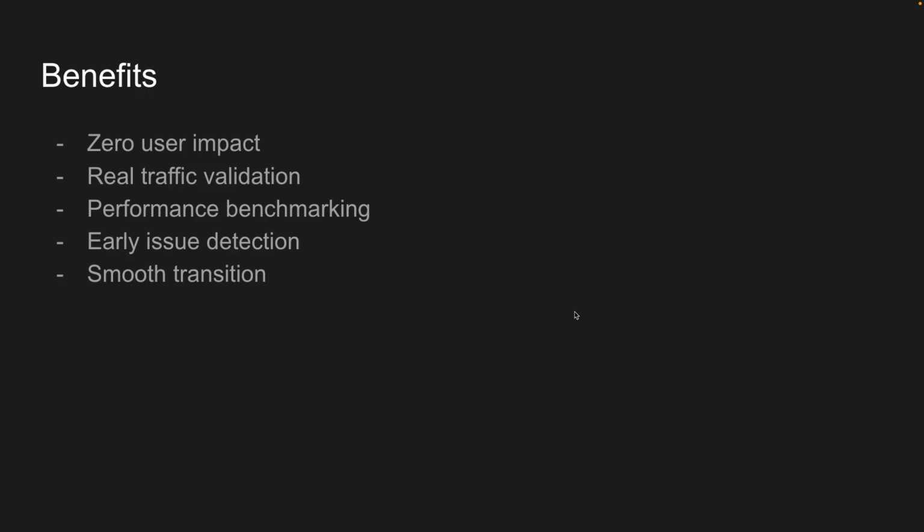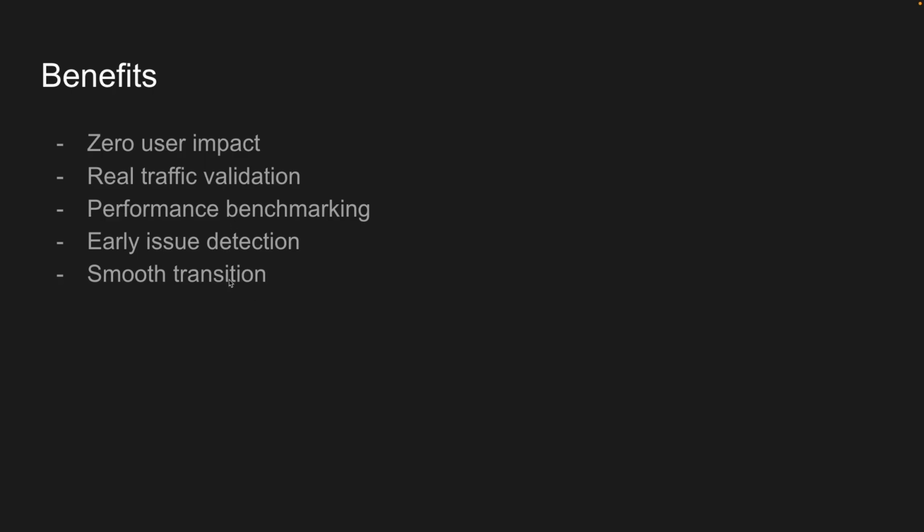So what are the benefits of this? The main benefit is that there's zero user impact while testing your new model. You're testing your new model based upon real traffic validation. So when you're building the model, you have some test set where you're getting 80%, 90%, 95%. But what does it really mean? Does it actually improve the model? Performance benchmarking, again, goes together with real traffic validation. Early issue detection helps us to know whether a model is actually doing very well. And it makes it a very smooth transition: if this model is performing better, then we can easily redeploy it as our production model.